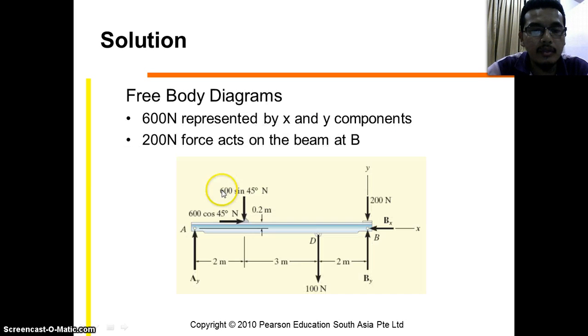So 100 Newton. Where is the 100 Newton? The 100 Newton is here, going down, so it rotates about point B. This one is clockwise.